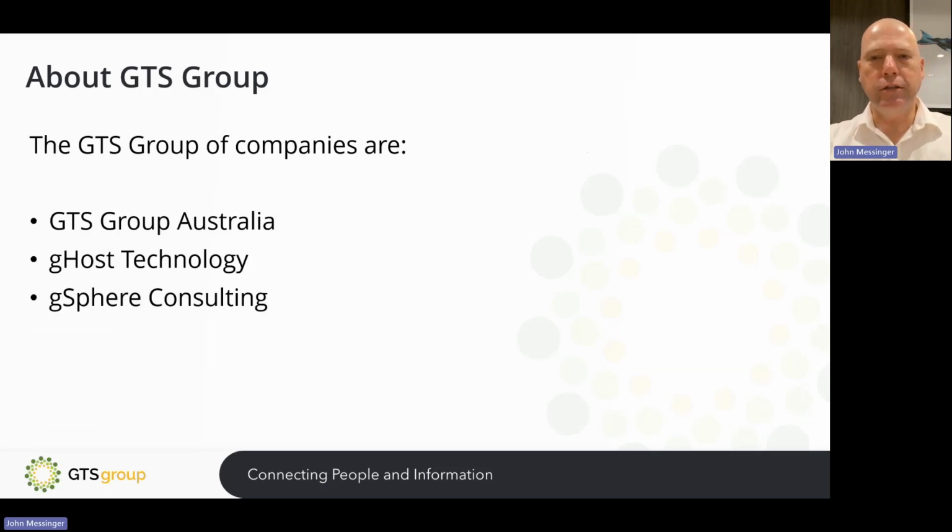GTSgroup actually consists of three companies. These companies are GTSgroup Australia, which is our project delivery services, real-time data solutions. Ghost Technology is our software solutions and subscription business, and the gSharp product is actually developed by Ghost Technology. And the third company in our group is gSphere Consulting, consisting of project management services, BAs, testers, those types of project delivery services.